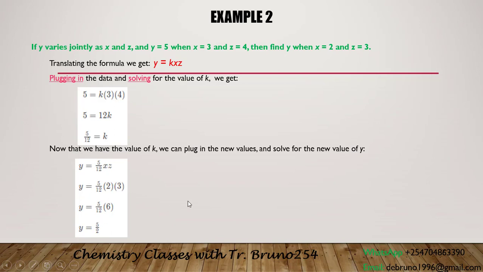Therefore, we have the answer, the value of y as 5 over 2, which is an improper fraction that can be further simplified. I leave that one as an assignment for you to simplify it to the simplest form. Let's go to the next example.